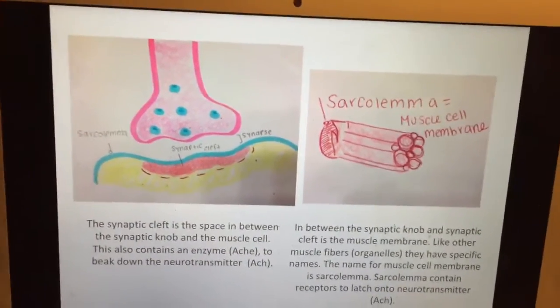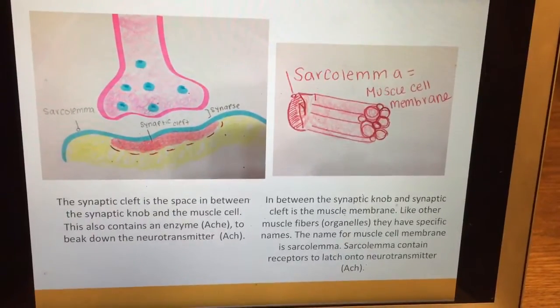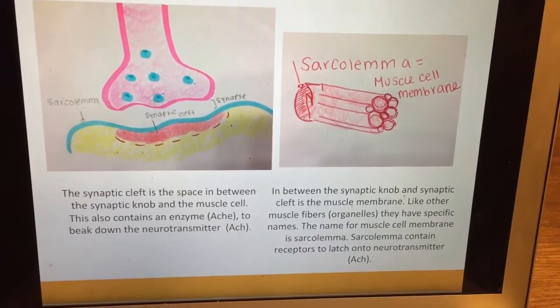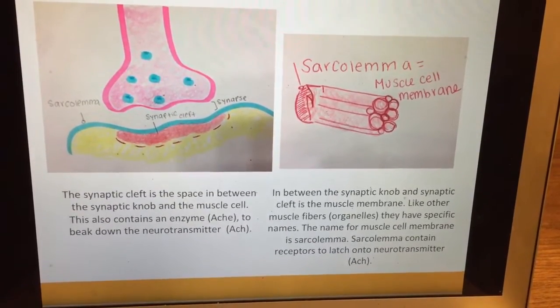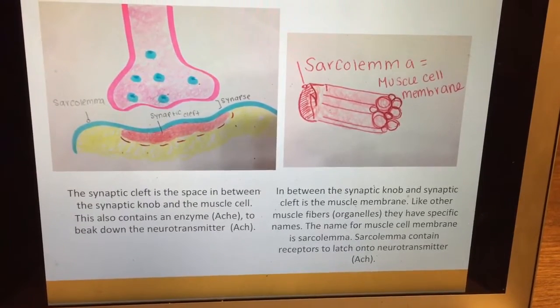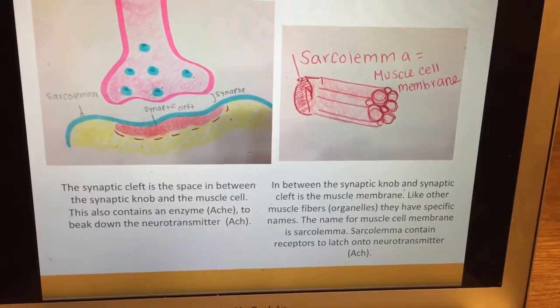The synaptic cleft is the space between the synaptic knob and the muscle cell. This also contains an enzyme, AChE, to break down the neurotransmitter ACh. In between the synaptic knob and synaptic cleft lies the muscle membrane.